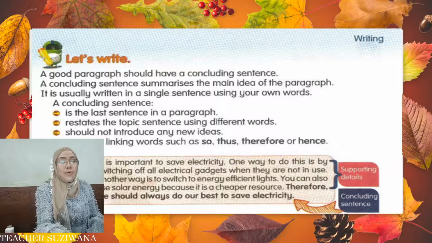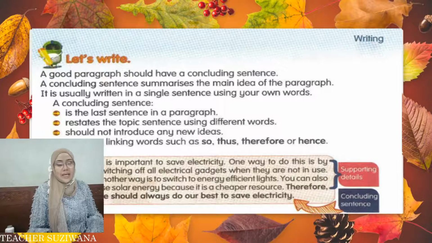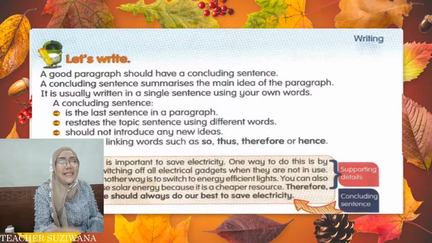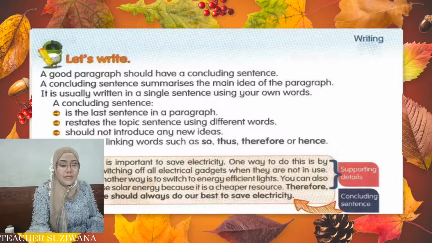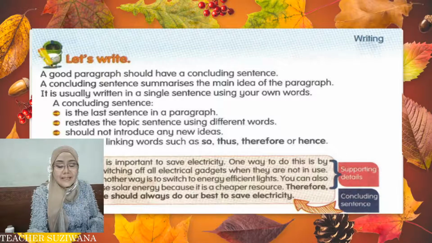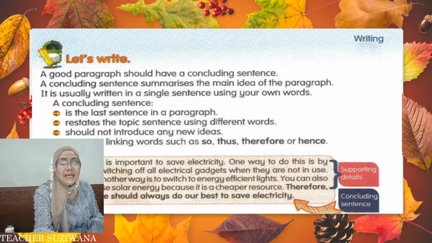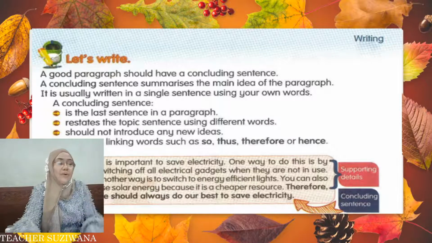Here you support the second supporting detail. Therefore, we should always do our best to save electricity. The sentence in bold is the concluding sentence. They use therefore, to conclude, we should always do our best to save electricity. The main idea is talking about how it is important to save electricity. So how are you going to conclude the paragraph?